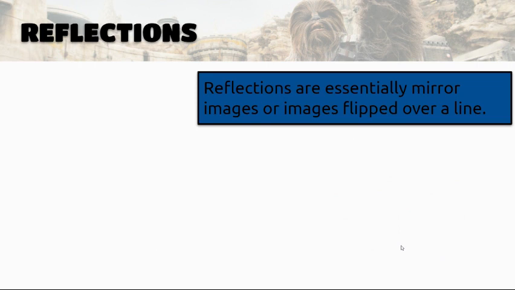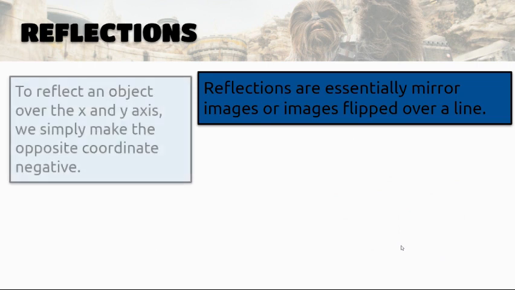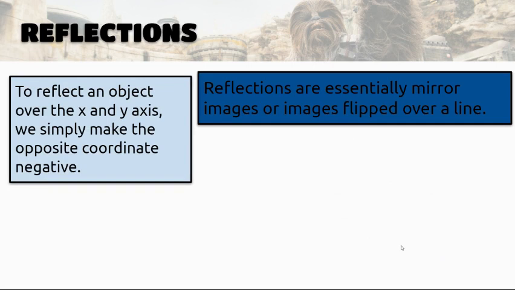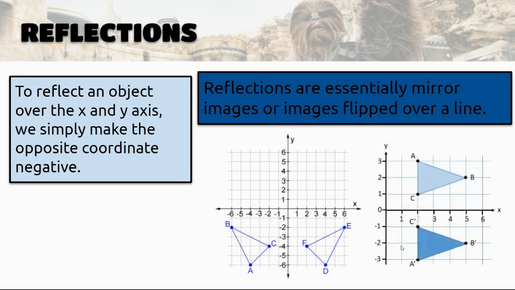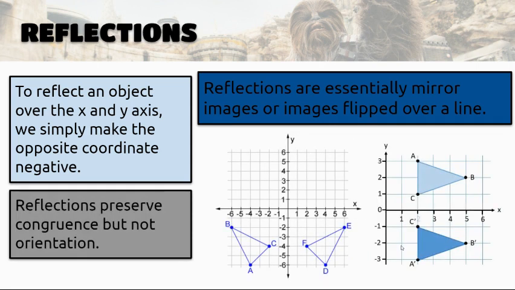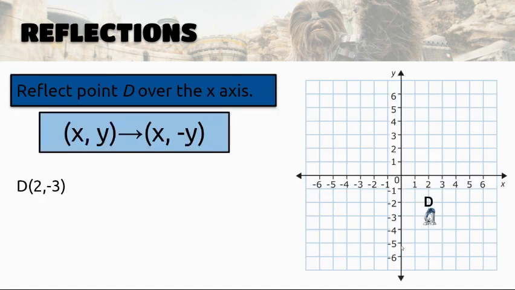All right, reflections. They're essentially mirror images or images flipped over a line. So we're going to reflect an object over the x and y axis. And to do that, you're just going to make the opposite value. So between x and y, whichever one you're reflecting over, you make the other value negative. So here are some images of reflections, and let's go ahead and practice it. They preserve congruence, but they do not preserve orientation.